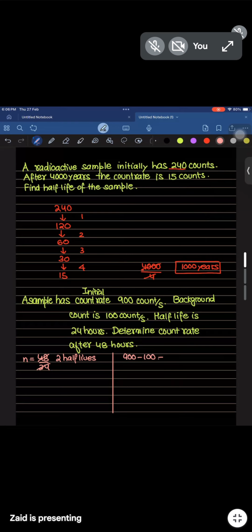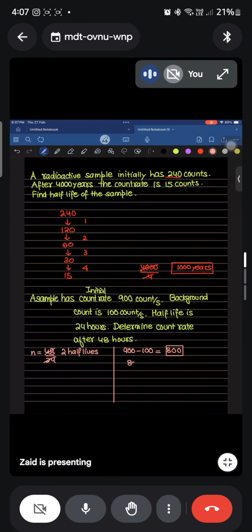Now on this, you are going to apply the half-life. Two half-lives. So the first half-life is going to reduce it to 400 and then it's going to reduce to 200. And for the final count, you're going to add that 100 again, because the counter does not know that it's the background radiation. So it's going to be 200 plus 100, so 300 counts per second. Okay, so this was the concept.